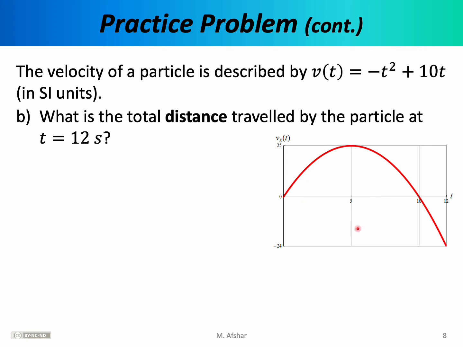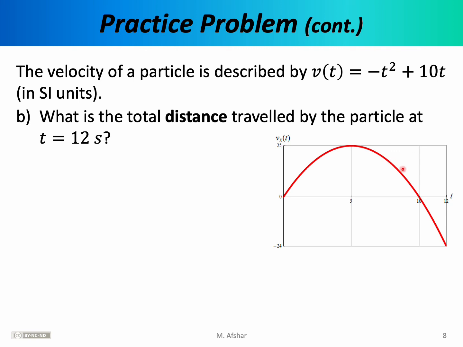So if you look at the graph shown here, you can see that this object is going forwards and backwards. This is an object that starts with a velocity of 0. Note that this is a velocity versus time graph, not a position versus time graph. According to this graph, the velocity increases all the way to 25 meters per second. And then it seems like the object is slowing down.